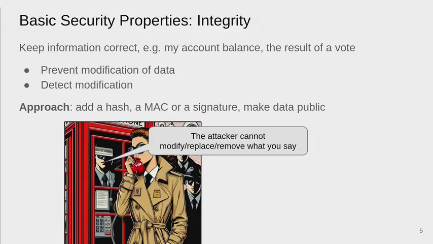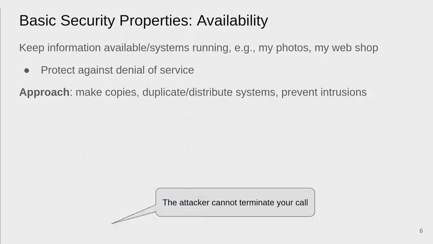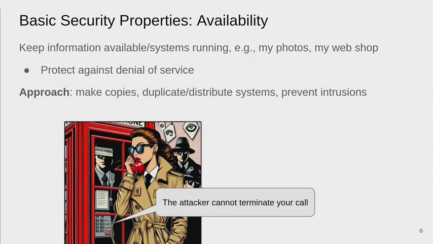So integrity ensures that data cannot be tampered with. Next basic principle is availability. You want to make sure that your system remains available. Keep information available and keep systems running. For example, your web shop, your email server or whatnot, so that you remain reachable. Or keeping your phone connected, right? And this protects against denial of service.